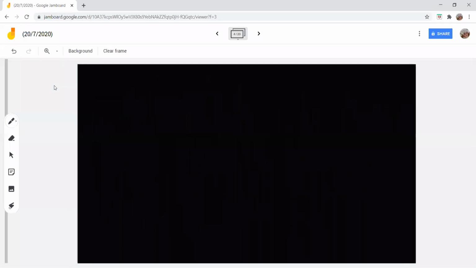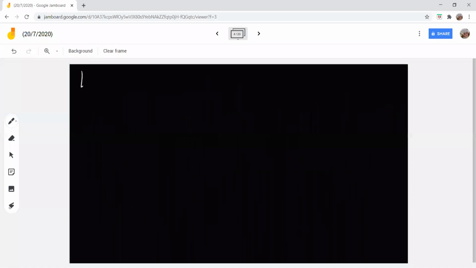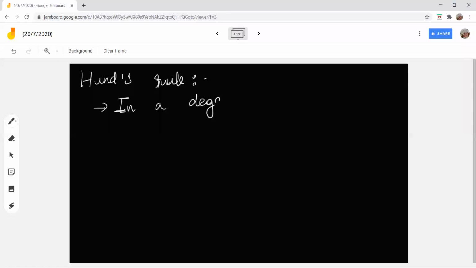So next thing that you have is Hund's rule. The name looks complicated, but it's a very simple concept. In Hund's rule, the first thing that I told you is electrons are to be filled in the increasing order of energy level. That was our core principle. In Hund's rule, how we fill is electrons in a degenerate orbital. I'll tell you what is degenerate orbital.